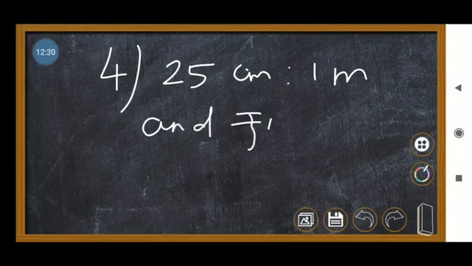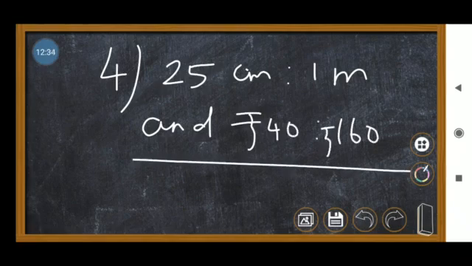Here it is 40 rupees to 160 rupees. So this is also rupees, this is also rupees, so no need to worry about this one. But here it is centimeter, and here meter. So what do I have to do? I have to convert this meter into centimeter. So I will write 1 meter equals 100 centimeter.